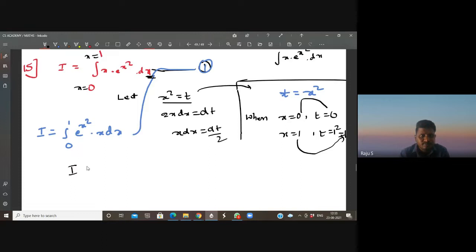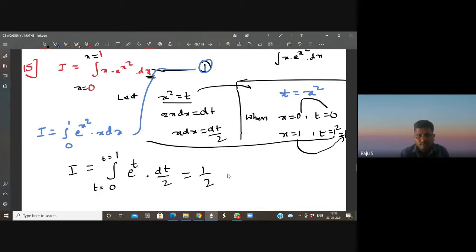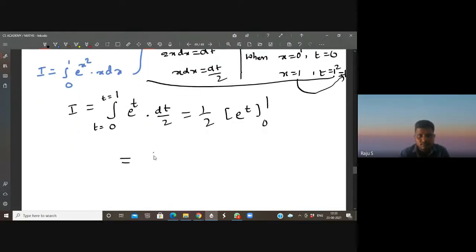So now I is equal to integral from t is equal to 0 to t is equal to 1, e power t, x dx that is dt by 2. 1 by 2 times e power t from 0 to 1. 1 by 2 times e power 1 minus e power 0, that is 1 by 2 times e minus 1. Right, students? This is the answer.